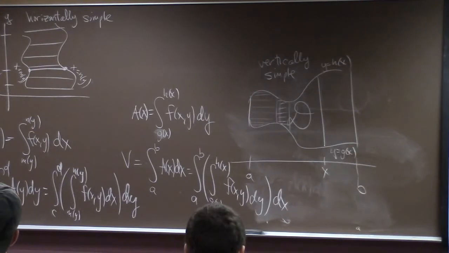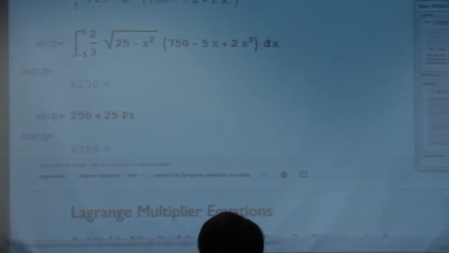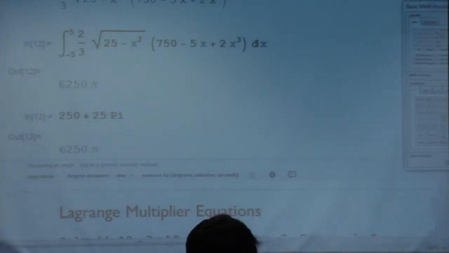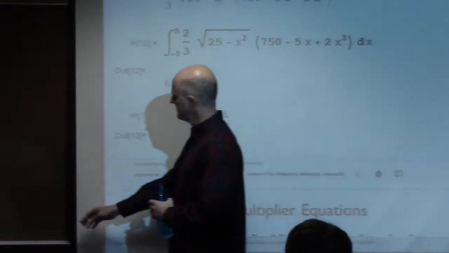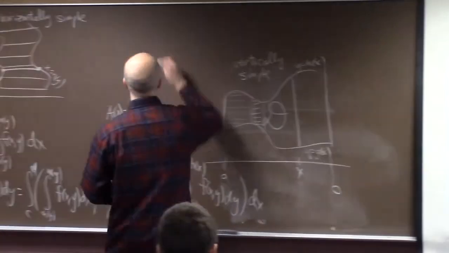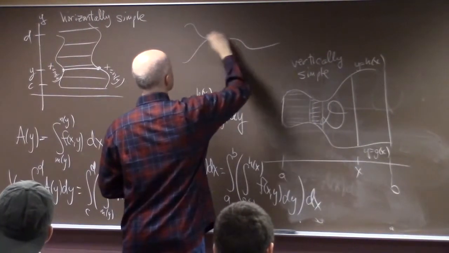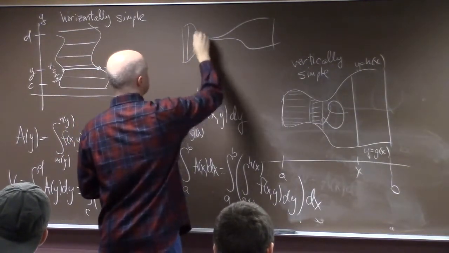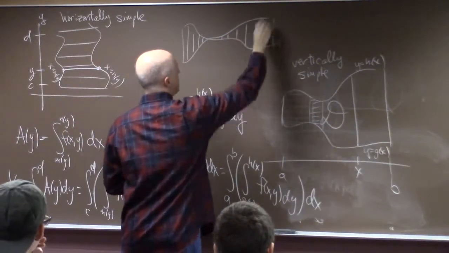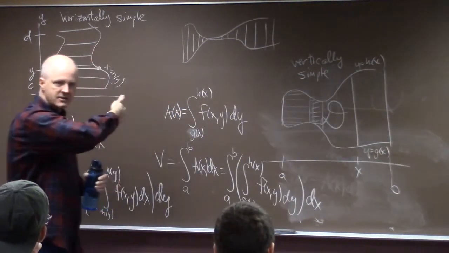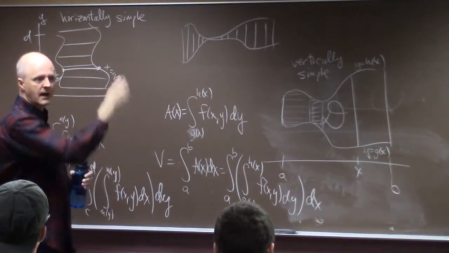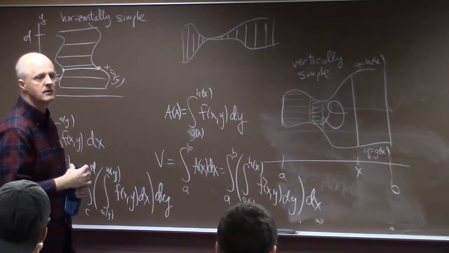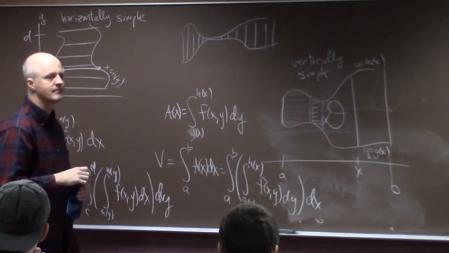Question? So if like h of x and g of x ever intersected, would it then not be vertically simple or horizontally simple? You'd have to break it into pieces. If they crossed, think of it as two pieces that are, in this case, vertically simple. And then the roles of h of x and g of x we can switch around, which is the upper limit of integration and which is the lower on each piece. Yeah, you'd have to do that.